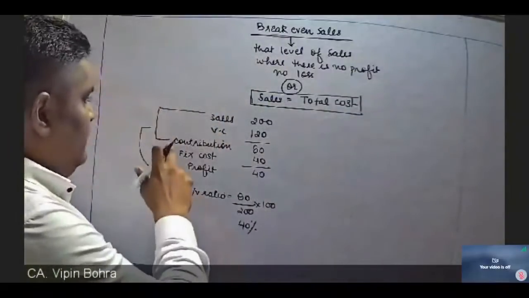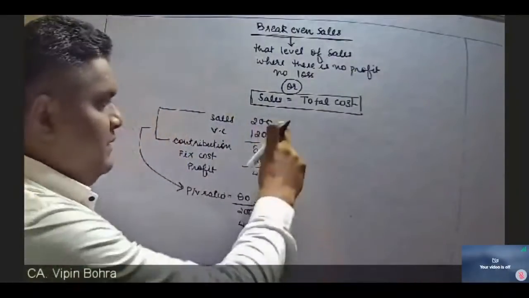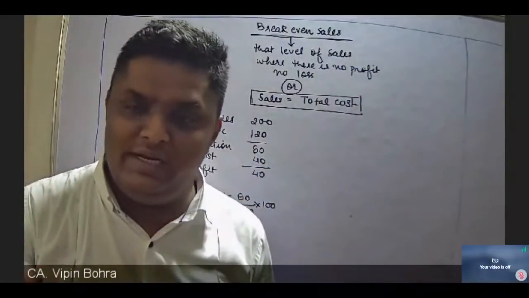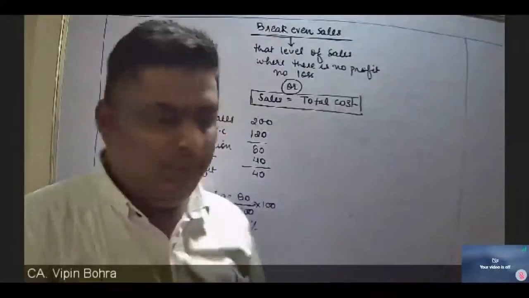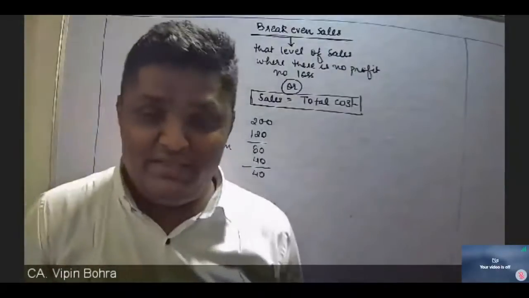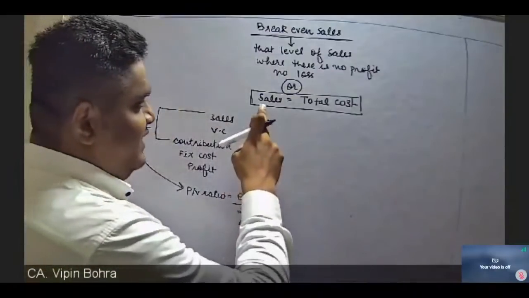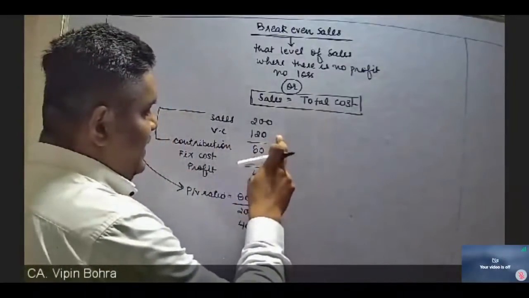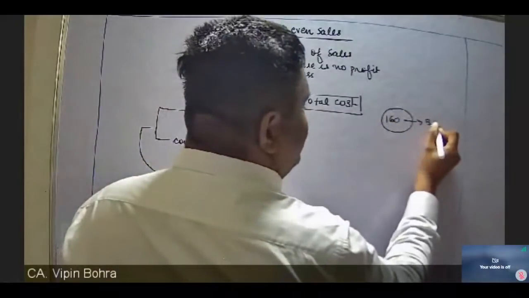The relationship between contribution and sales I know is 40% and it never changes. This relationship will remain the same, as I discussed previously, remaining constant at all levels of sales unless and until the question clearly specifies otherwise. Now, I have to calculate break-even sales. Now, many students say, sir, you are telling us that the level of sales where sales is equal to total cost. So, suppose my variable cost is 120, my fixed cost is 40. So, our total cost is 160 and that will be your break-even sales.